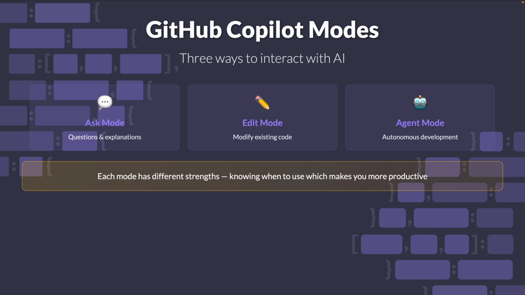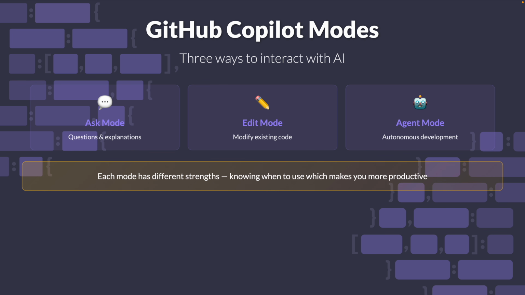So Ask mode is the default. It's great for questions, explanations, and learning. Edit mode is specifically for refactoring and making direct changes to your existing files with a clear diff view. And then Agent mode is the autonomous mode. This is where Copilot plans and executes multi-step tasks across your entire repository.